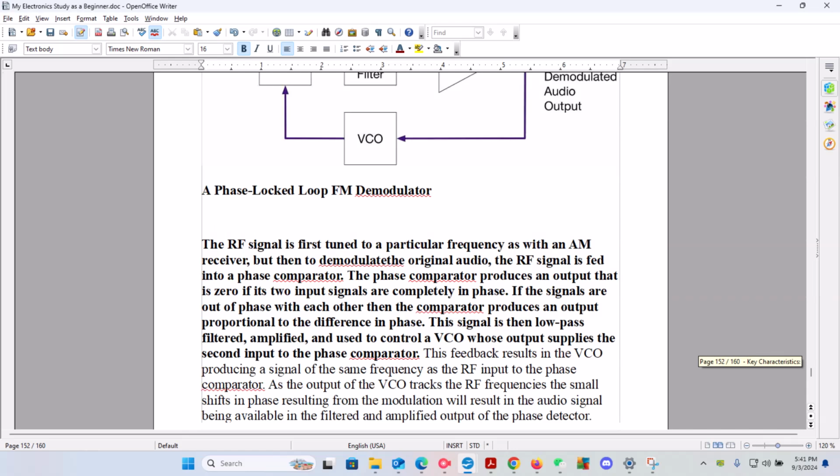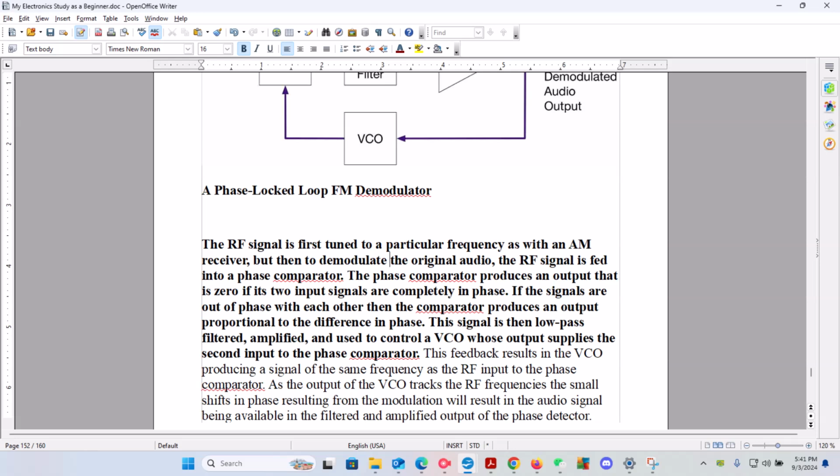Now, keep in mind some important things I'm going to talk about. Just to go a little bit more in detail, the RF signal is first tuned to a particular frequency as with an AM receiver. But then you demodulate the original audio. Thus, the RF signal is fed into a phase comparator. Remember, the purpose of a comparator is to compare various voltages.